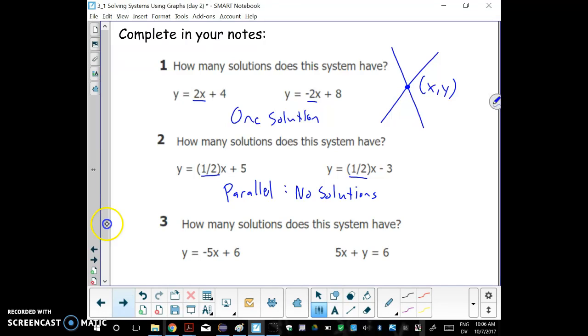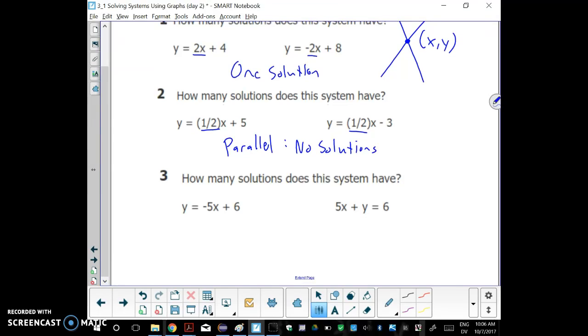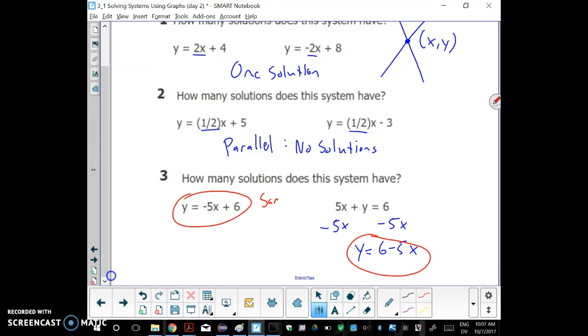Okay, last one. You have to do a little bit of work here. We need to get y alone on the second equation, so go minus 5x. So y is equal to 6 minus 5x. And then we could see, oh, hey, these are really the same equation. They have a minus 5x and a positive 6. So that's the infinite case. So this is the same equation, so they're going to have infinite solutions.